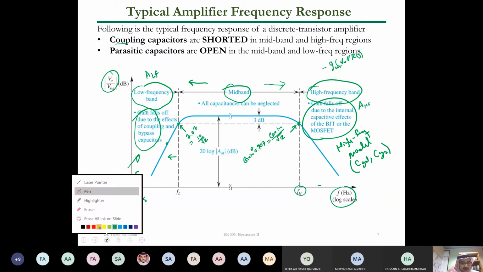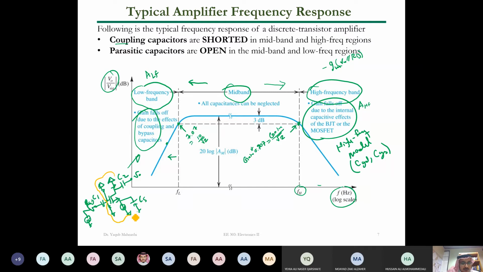Note that the amplifier here is what we bought from the market, or whatever, including CS. This is what we have from the market. And then we couple our input and output using C1 and C2. So these are coupling capacitors. Coupling means connection: I connect the input and the output to my amplifier. So these coupling capacitors will attenuate the gain at low frequencies. So we need to take care of them.